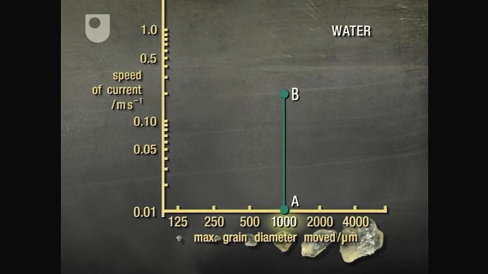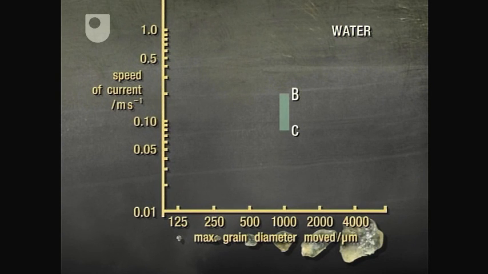Let's change things. It stops raining and the water speed slows down. Now here's the surprising bit. The grain does not stop moving at speed B, but keeps moving until speed C, which is a slower water speed than speed B. Below speed C, the grain will not move. This is a crucial finding. The current speed needed to start a grain moving is higher than that at which the same grain stops moving and is deposited.